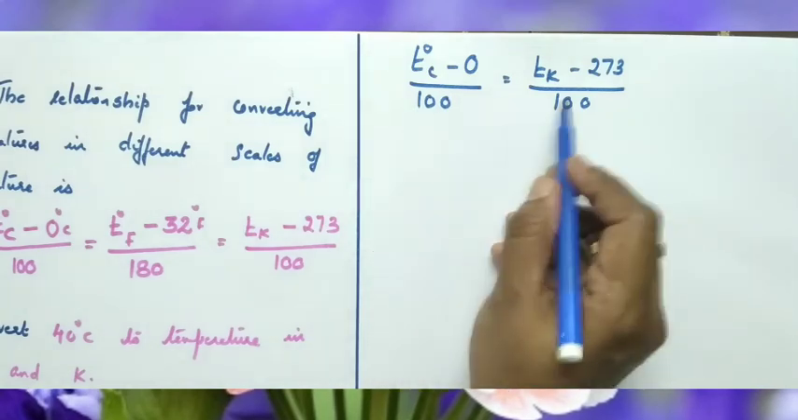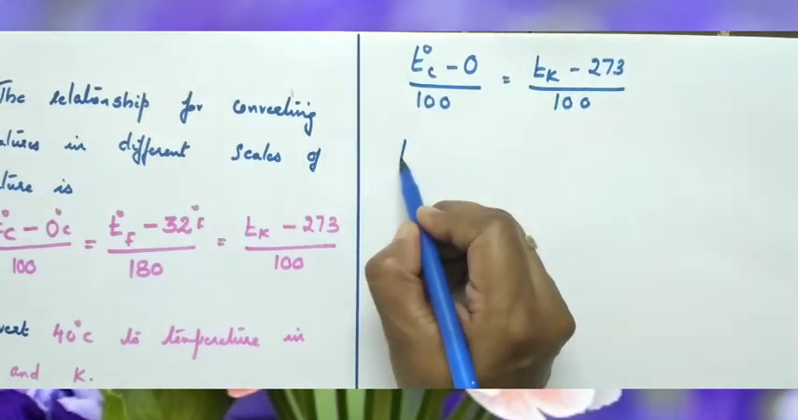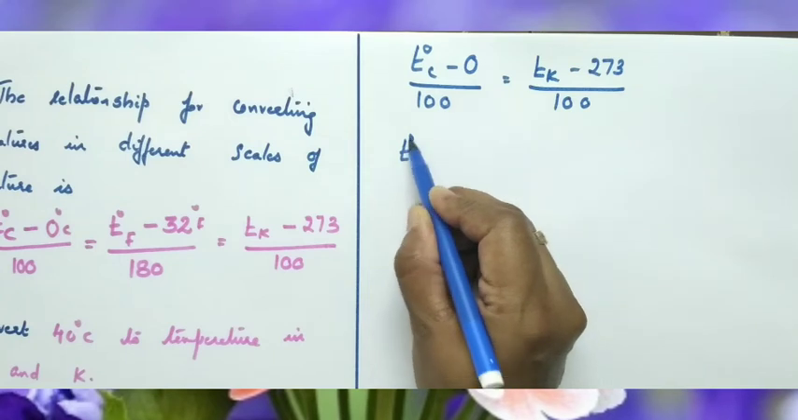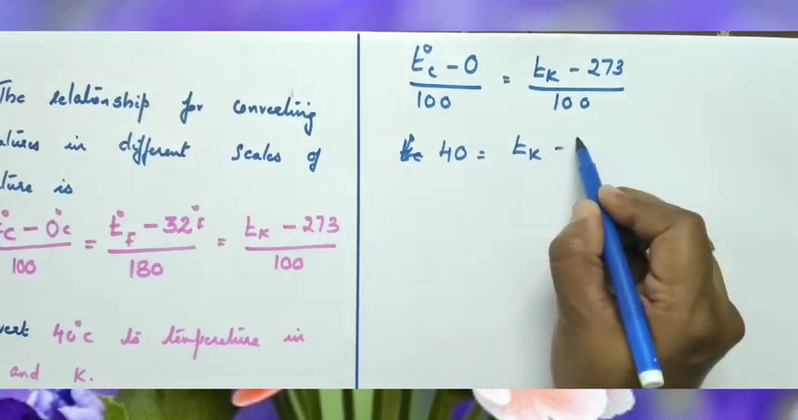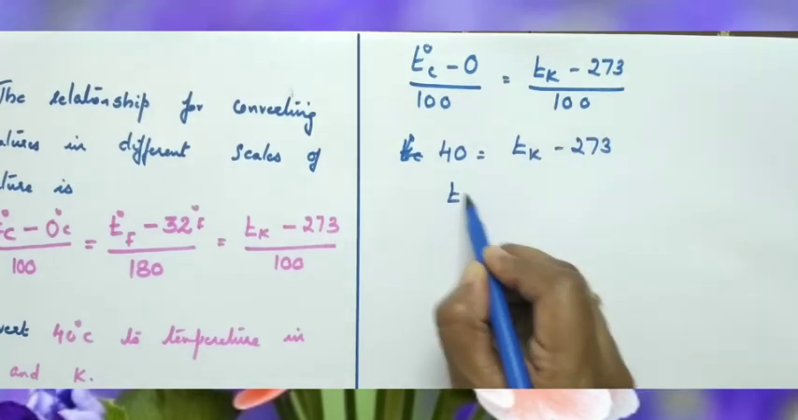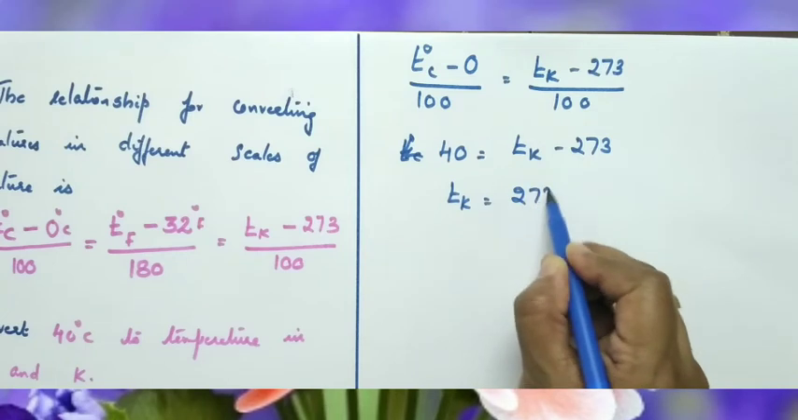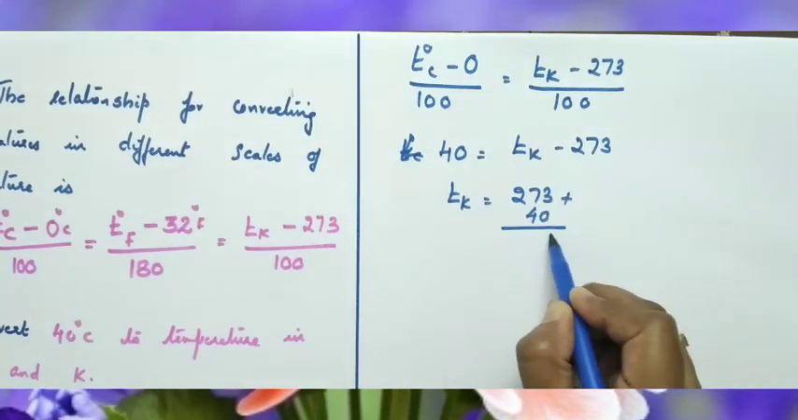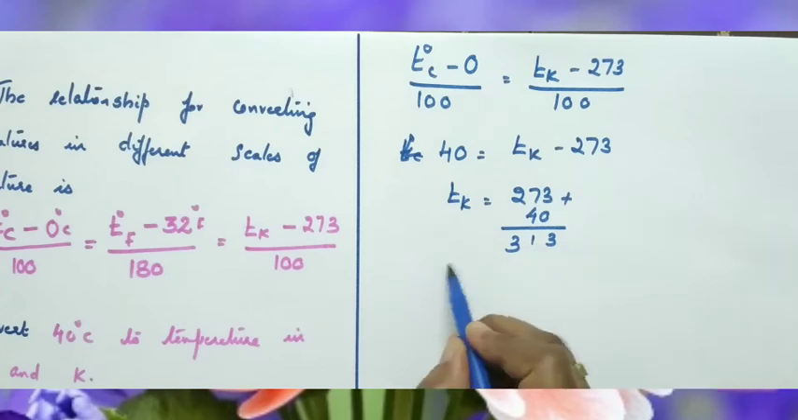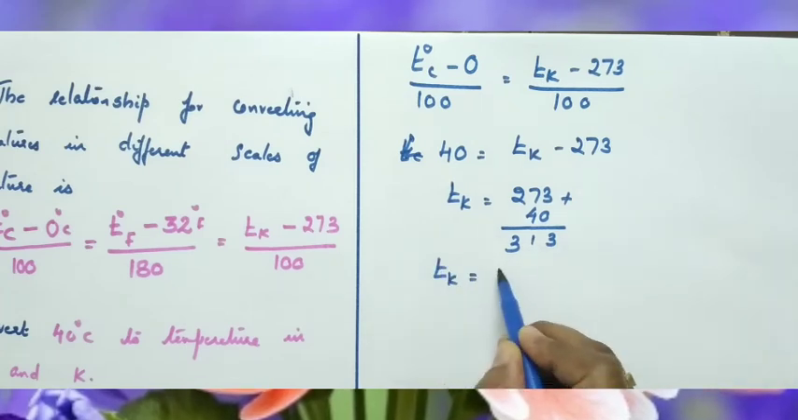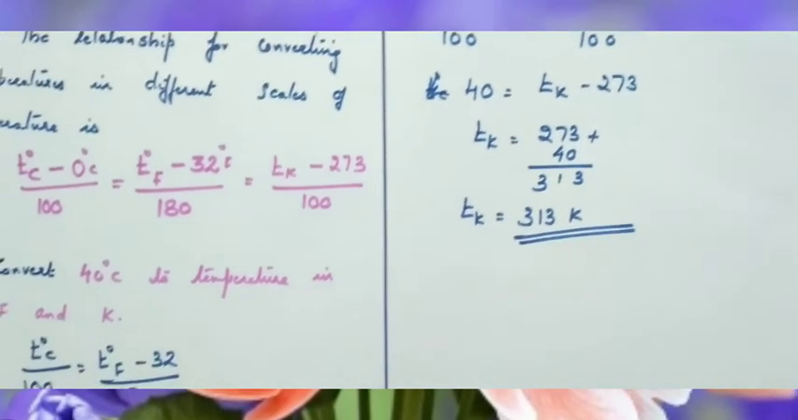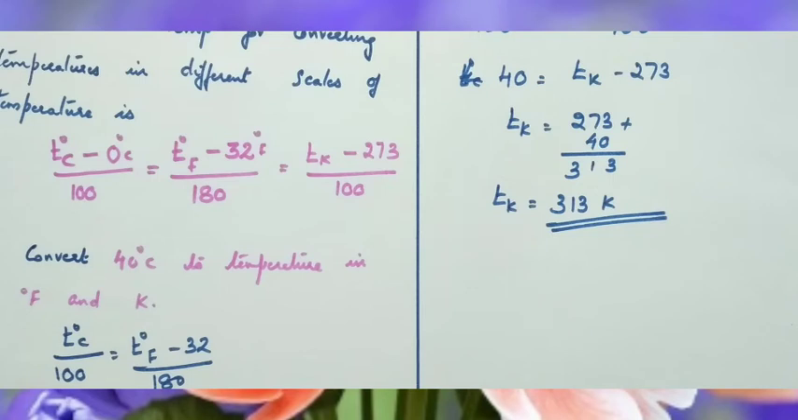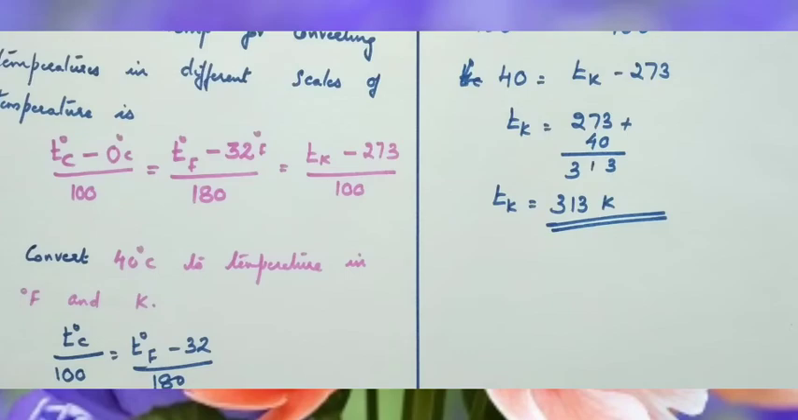So 100 and 100 get cancelled. Then what is the T degree Celsius given here? 40 degree, no? 40 equal to T in Kelvin scale minus 273. So what is the temperature in Kelvin scale? 273 plus 40, so it is 313 Kelvin. So the temperature in Kelvin scale is 313 Kelvin. So using this general relation we can convert any temperature in degree Celsius to Fahrenheit or degree Celsius to Kelvin scale.